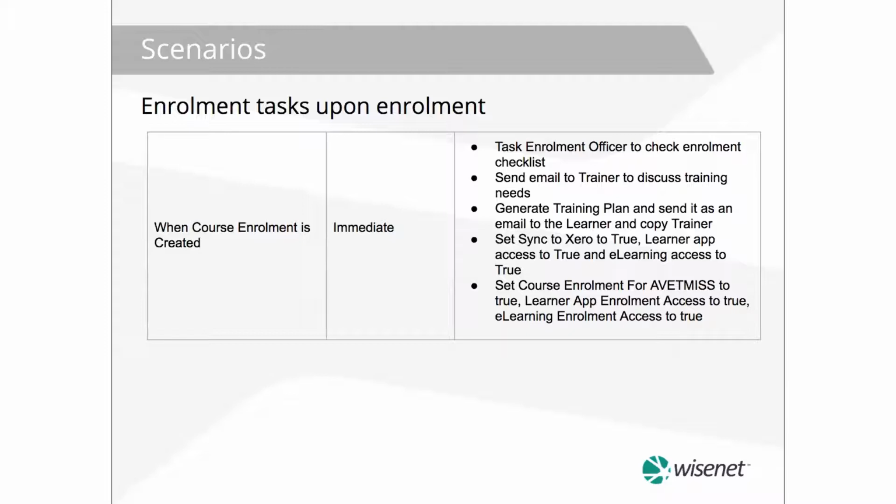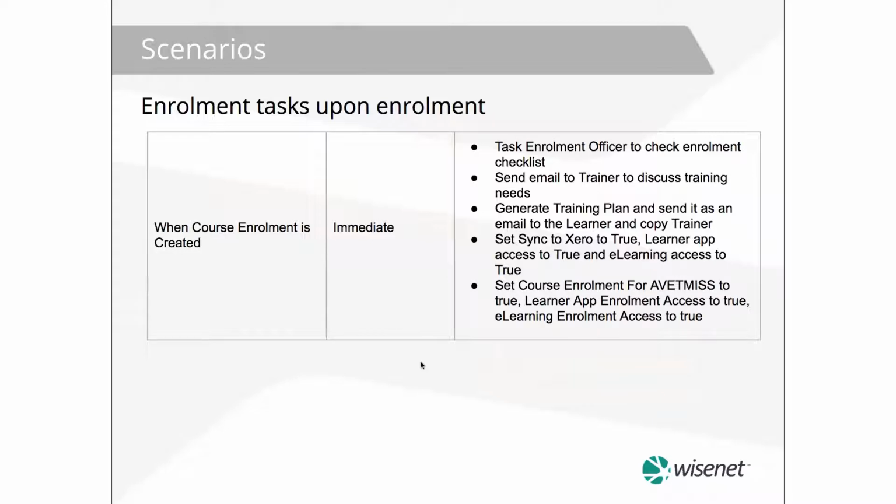So this is an example of what you can create at the creation level. So with the trigger, when course enrollment is created, you can immediately trigger a task for the enrollment officer to check the checklist, send an email to the trainer to discuss any training needs with the student, generate a training plan and send it as an email to the learner as well as the trainer, or even a workplace contact or an agent, up to you. And then with the learner and the course enrollment updates, you can update one or many fields that I've put in here. So this is just an example.